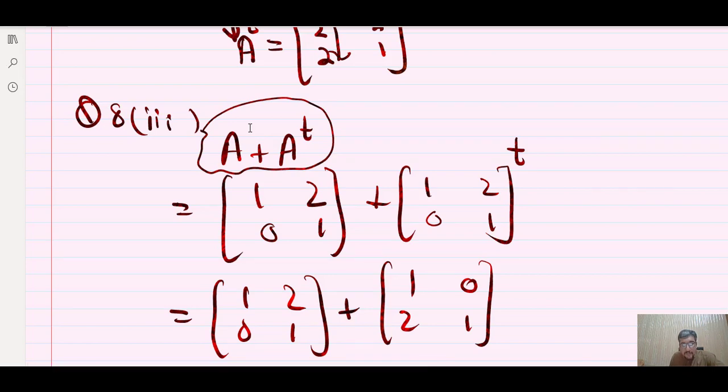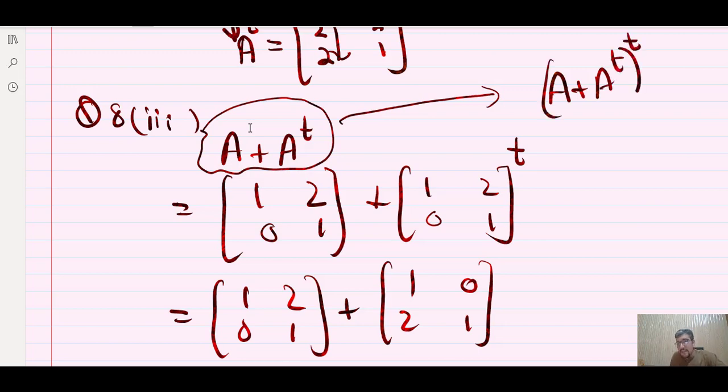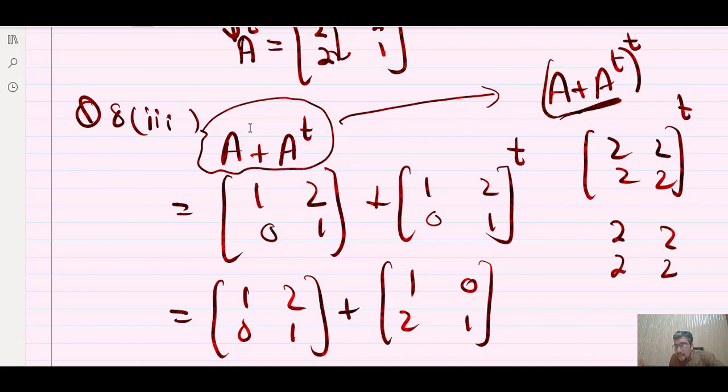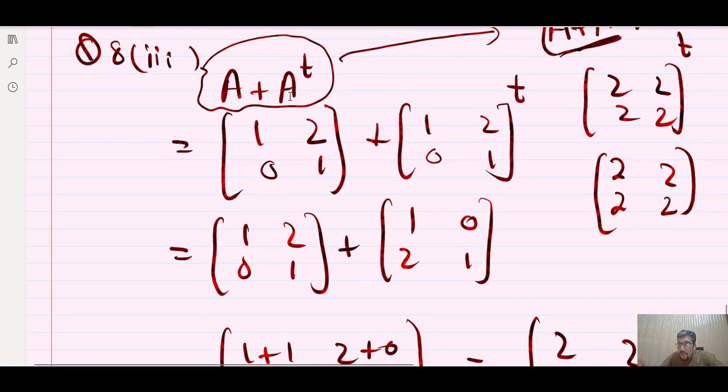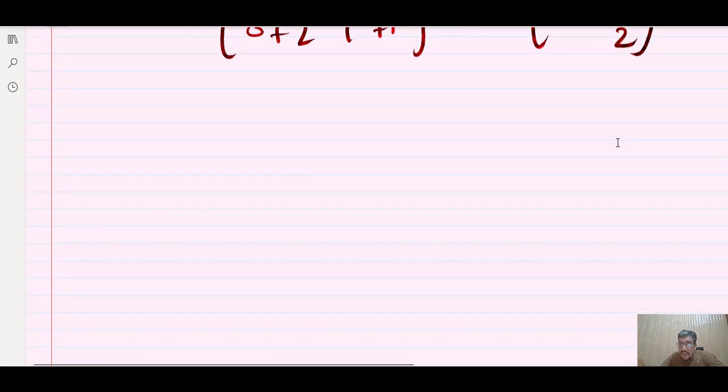This is one value. Now we have to check whether it is symmetric or not. To check that, we have to take the transpose of this value, (A plus A transpose) transpose. We have evaluated this value, which is 2, 2, 2, 2. Now take the transpose of this. If you take the transpose, it will make no effect. It will be the same one. No difference will be there, so it is symmetric.